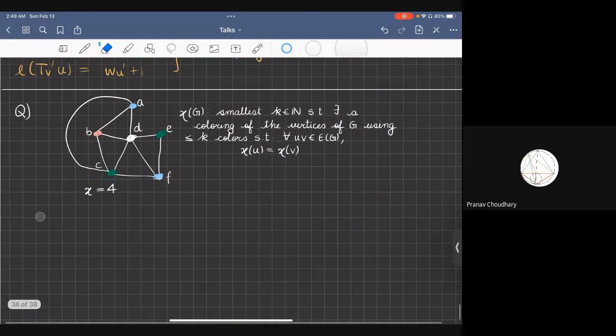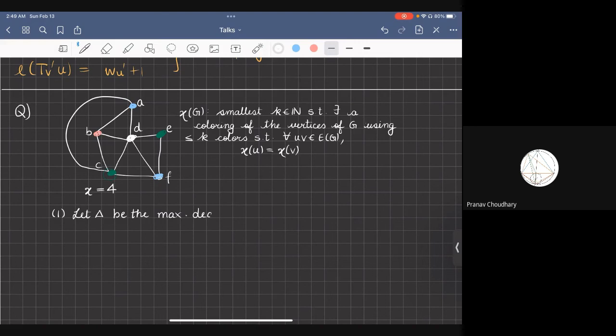If you've not seen this before, let me put this problem as well. Let delta G be the max degree of a vertex in G. Prove that the chromatic number of G is at most delta G plus 1.